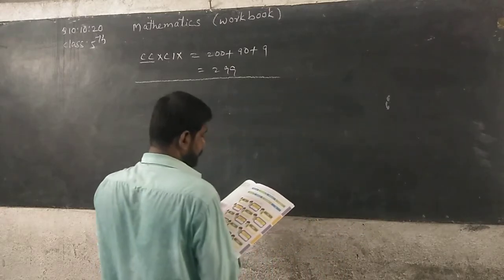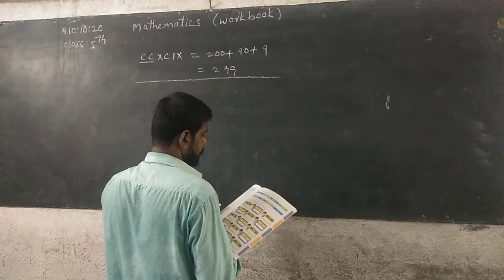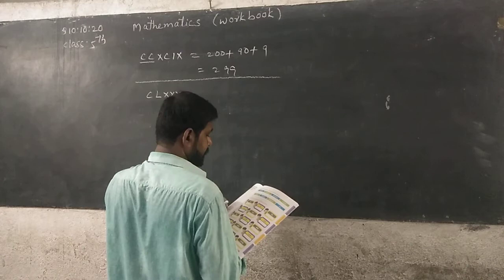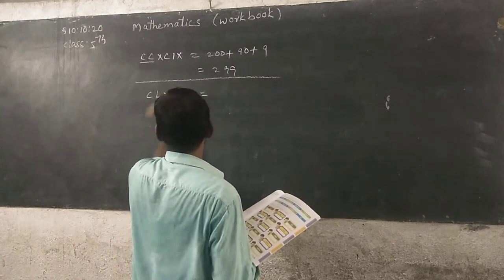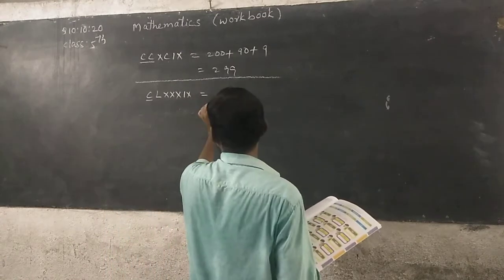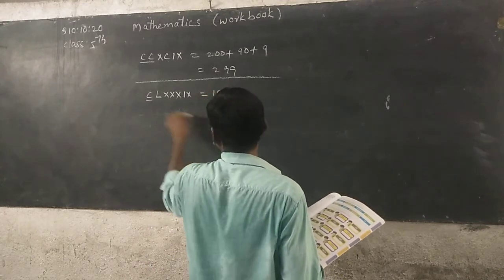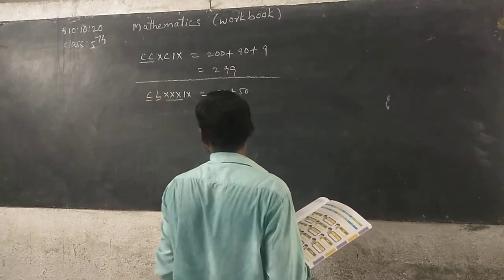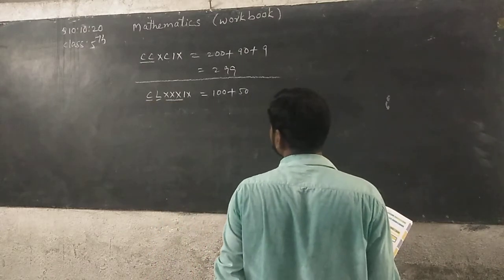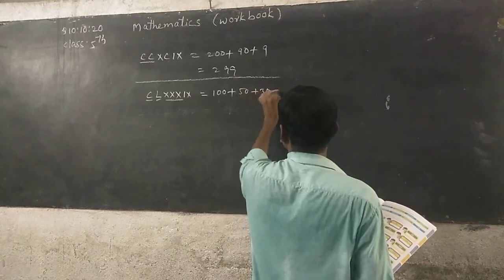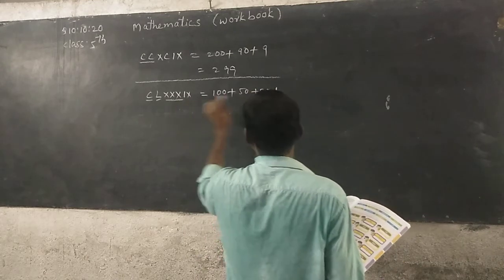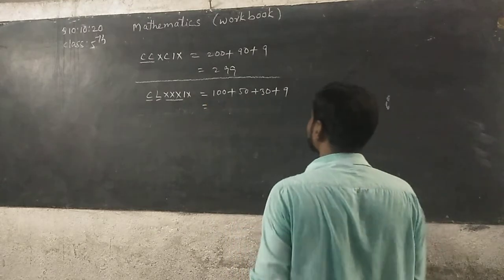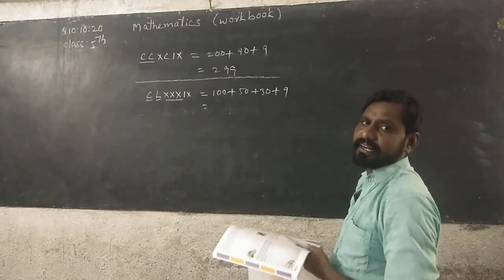Next, CLXXXIX. C means 100 plus L means 50. XXX means 10 plus 10 plus 10, you get 30, plus IX 9. See here, 150 plus 30 is 180, plus 9 is 189.